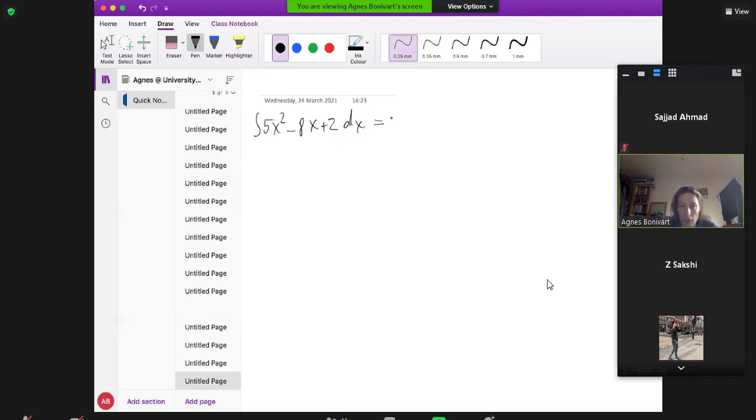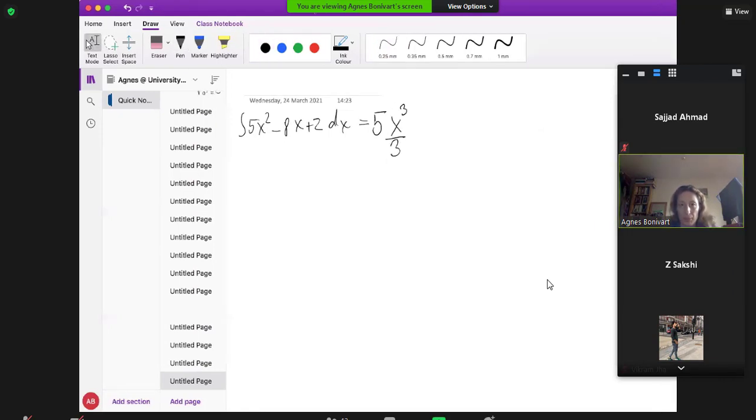Similarly to differentiation, the constant factor remains. So we have 5 times, and what happens to x? Instead of the power decreasing, now it has to increase by 1. But at the same time, we have to divide by 3. Then x to the n plus 1 over n plus 1. Minus 8 times x squared over 2. Here we have x to the power of 1, now it increases to squared, divided by 2. Plus 2x, exactly, because here it's 2.